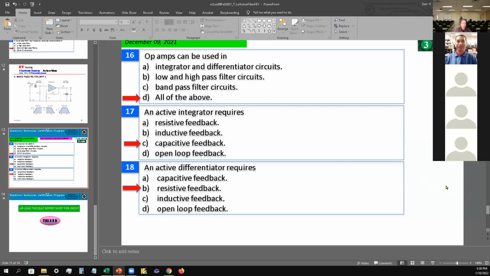They're just asking you to recognize: is it an integrator or a differentiator? Okay, so that's how you distinguish the two. If you see a capacitor in feedback, it's an integrator. If you have a resistor, it's a differentiator. Okay. All right. Any other questions? Let me see. Okay, looks like everything's good.